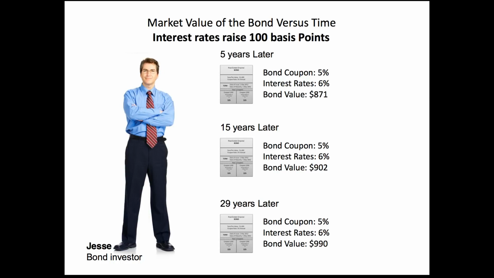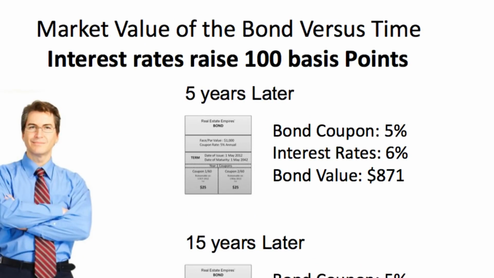Let's assume that Jesse bought this bond on day 1 of the issue, which was 1 May 2012. Now we're going to warp ourselves 5 years later. What we're going to do is move interest rates from when Jesse initially purchased the bond. When Jesse purchased the bond, interest rates were around 5%, and that's what he bought his bond for. But now, 5 years later, interest rates are up at 6%, which is a lot better if he were buying new bonds, because he'd be getting 6% as opposed to 5%.